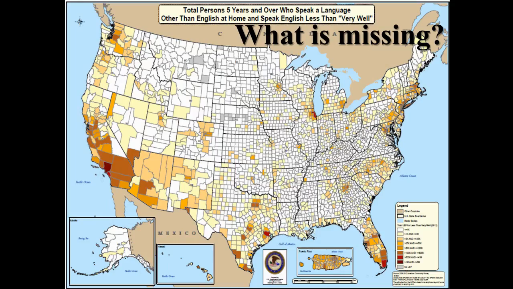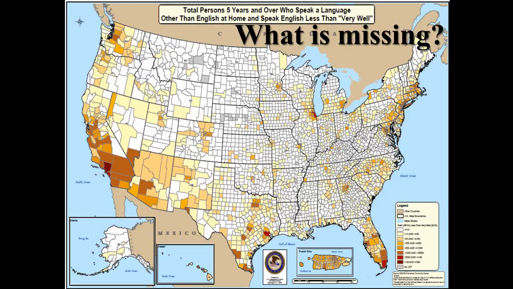So when we get to this question, I like to ask, of course, what is missing? But I also like to ask, what is the title? Because a lot of the kids think the title is too long to be the title. But the entire title is Total Persons 5 years and over who speak a language other than English at home and speak English less than very well. That is super long, and it feels like it should be more than one sentence because it's so long, but it's actually the title. That is a perfectly fine title.